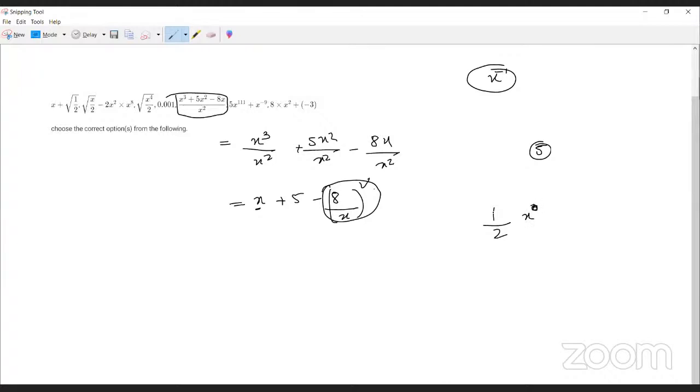A fraction means it is x to the power 0, so it has 0 degree. But it is a monomial, right? That's why 0.001 is also a monomial. This one is binomial. This is not a polynomial. This is monomial, monomial, and this is binomial. So a total of 4 polynomials are there. Even binomials can be considered polynomials because they all fall under the same category.